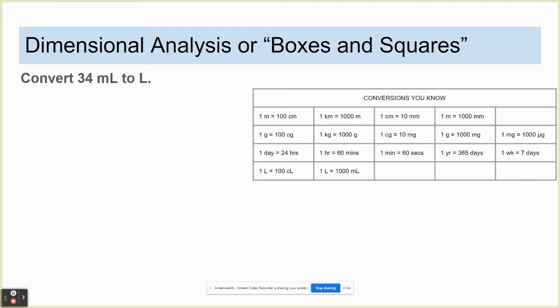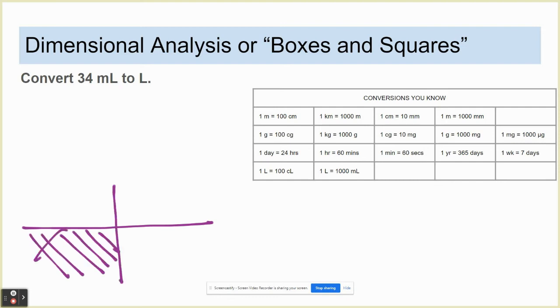All right. So if you set up your boxes and squares correctly, you should have drawn a quadrant like this. You should have crossed out the bottom right here because nothing goes there. And you should have put in your given, which is the number in the problem, in the first top box. Now I want you to look for the conversion factor that you need. If you did this correctly, you would have looked at the unit of the given and looked at the table. So I see ml right there.